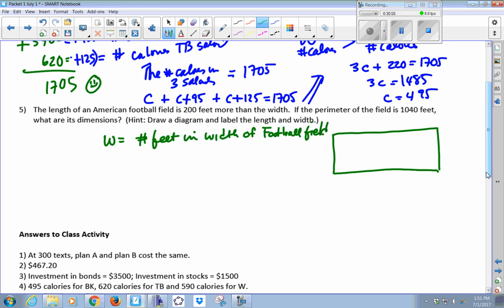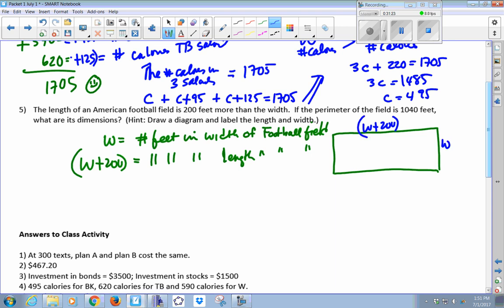The length, the number of feet in the length, is more than that. How much? 200 feet more. So there's my second unknown quantity. And now I can just do ditto, ditto, ditto, length of football field. Okay. So W plus 200 is my length, and W is my width.